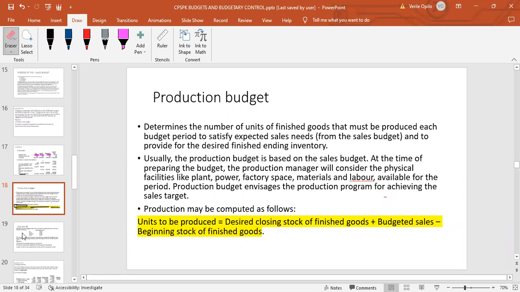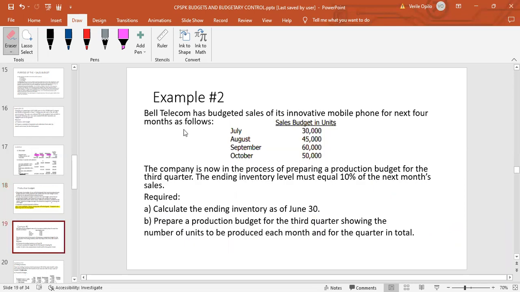So let's look at the preparation of a budget, taking into consideration that sometimes the business has some opening stock. Sometimes they want to sell a certain number of units and also want to be left with a certain level of finished goods at the end of the period, so that they can start off with some opening inventory in the beginning of the next period.